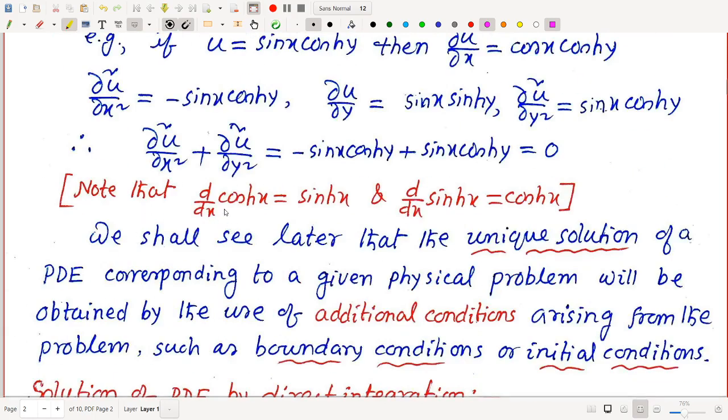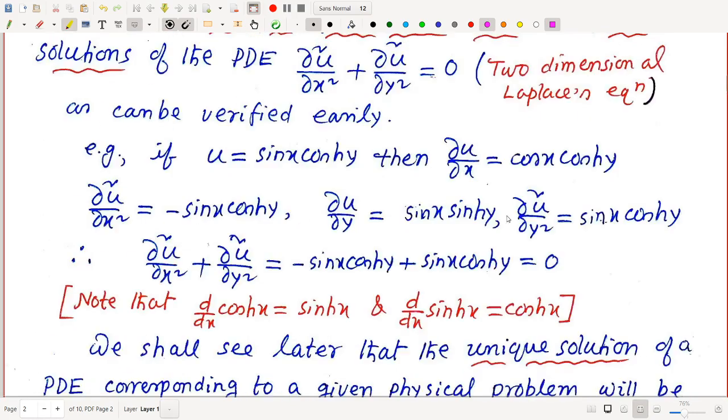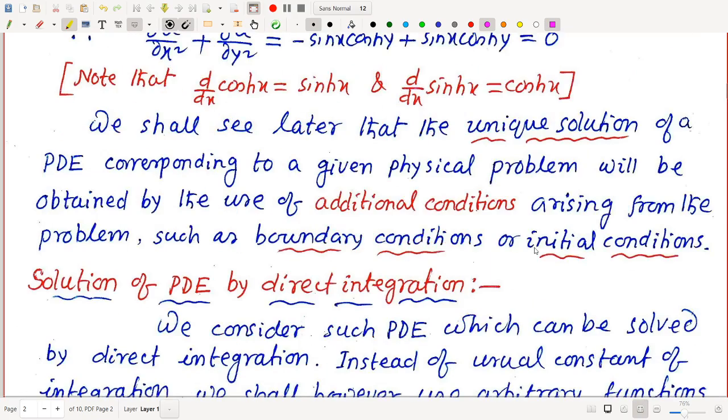And here we note that the derivative of cos hyperbolic x with respect to x is sin hyperbolic x, no minus sign. The derivative of sin hyperbolic x is cos hyperbolic x, no minus. And this is used here while differentiating cos hyperbolic y or sin hyperbolic y with respect to y.